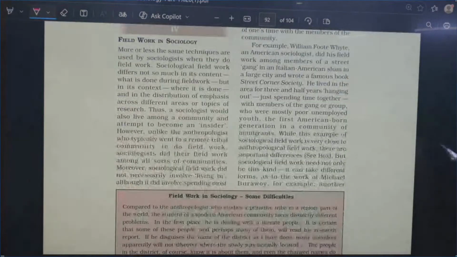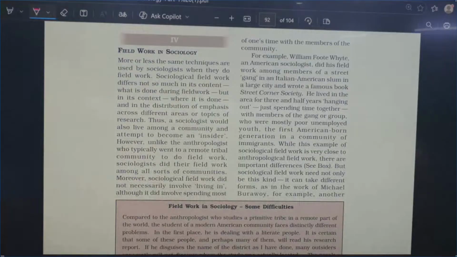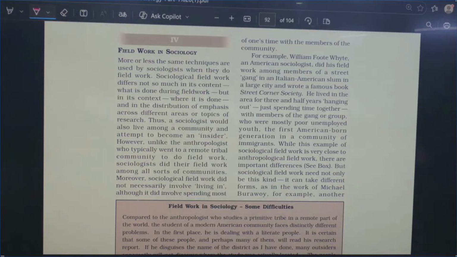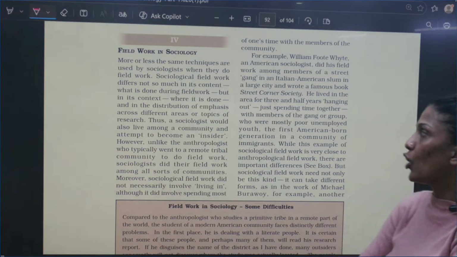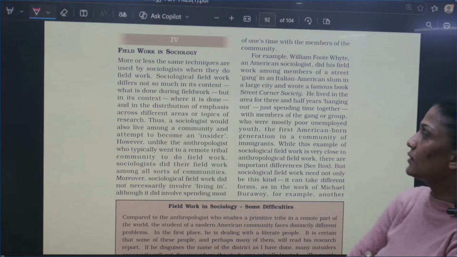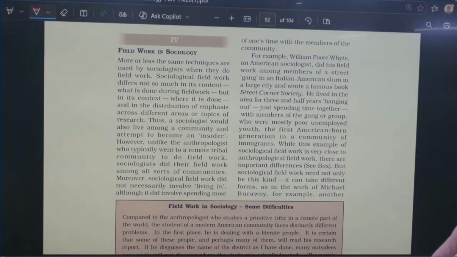Now fieldwork in sociology, more or less the same technique. Sociology's fieldwork differs not so much in the content, what is done during fieldwork, but in its context. So yes, there is a difference in anthropology and sociology fieldwork, but in context. Where it is done, distribution of emphasis across different areas. Sociologists would also live among a community, attempt to become an insider.